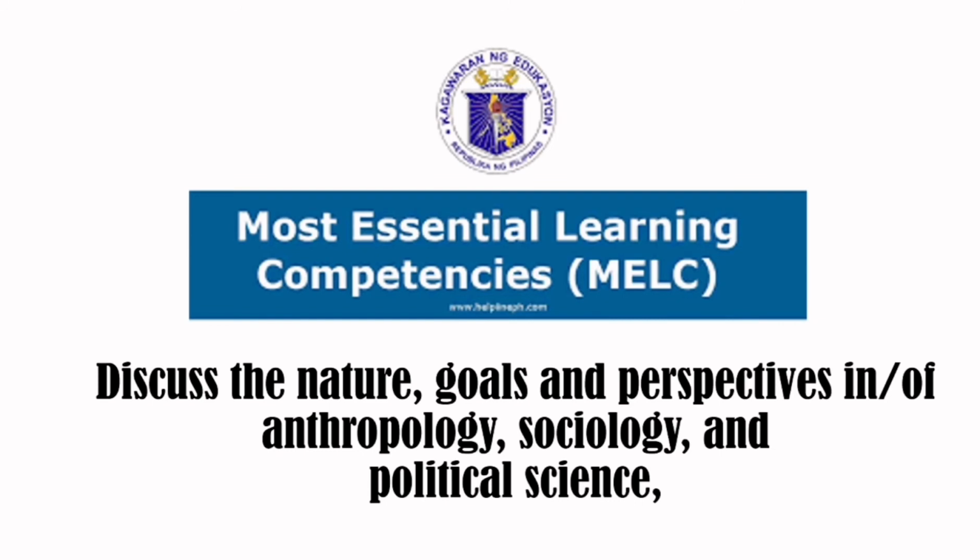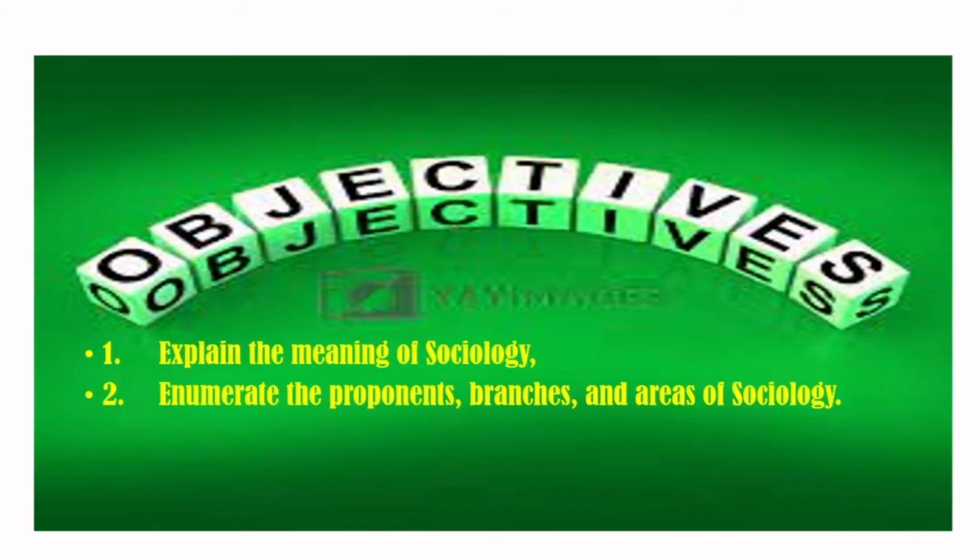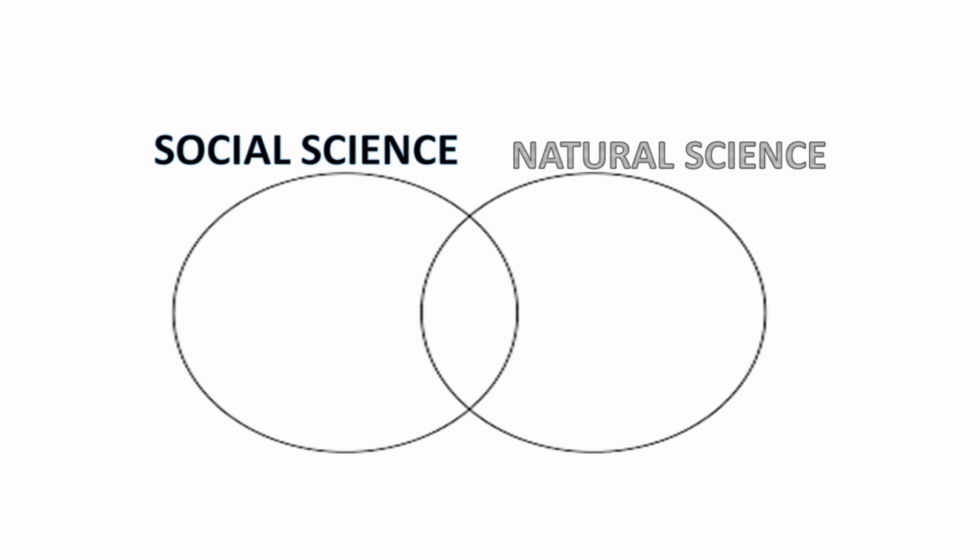What is the most essential learning competency of this lesson? This is to discuss the nature, goals, and perspectives of anthropology, sociology, and political science. Objectives: we need to explain the meaning of sociology and enumerate the proponents, branches, and areas of sociology. In this Venn diagram, you can see the terms such as social science and natural science. I want you to differentiate the two concepts. You can give the similarities and differences.